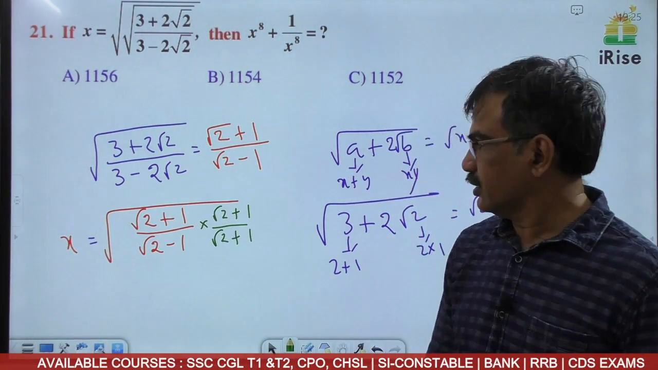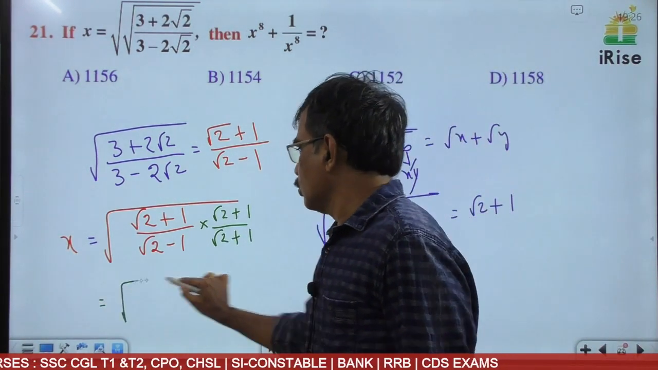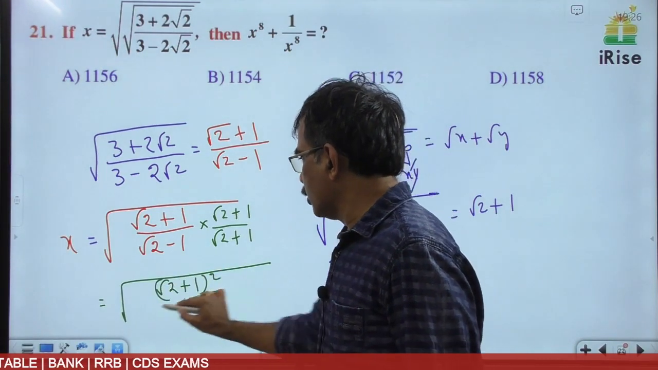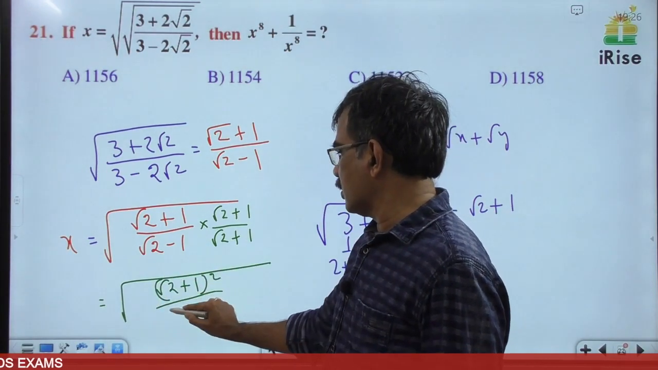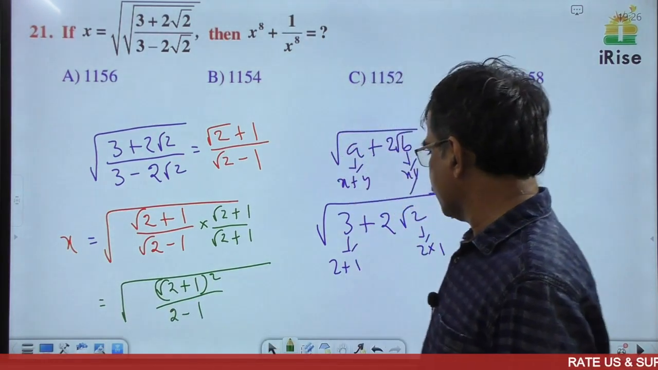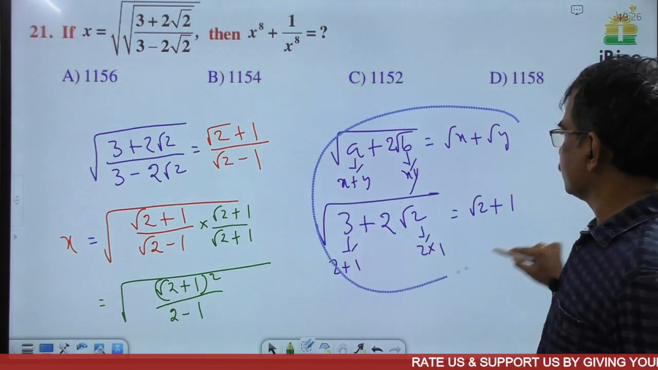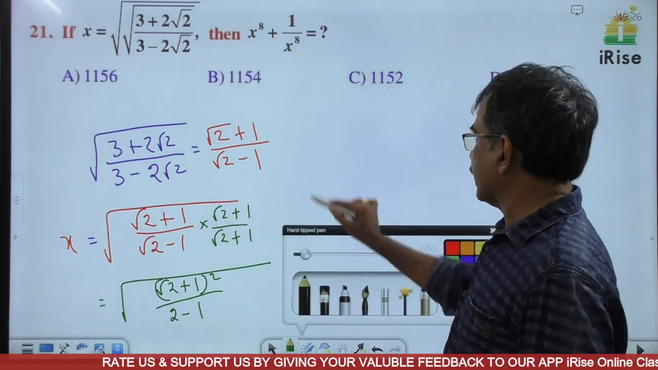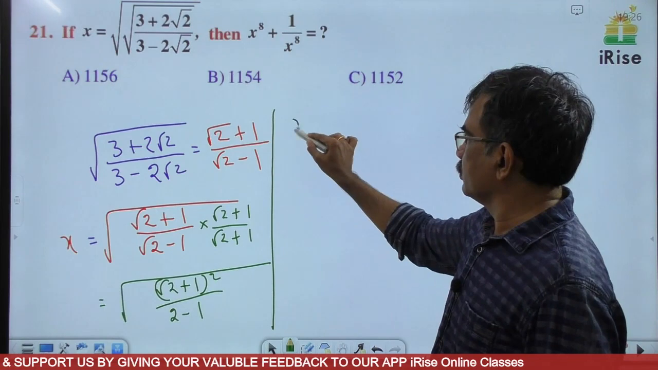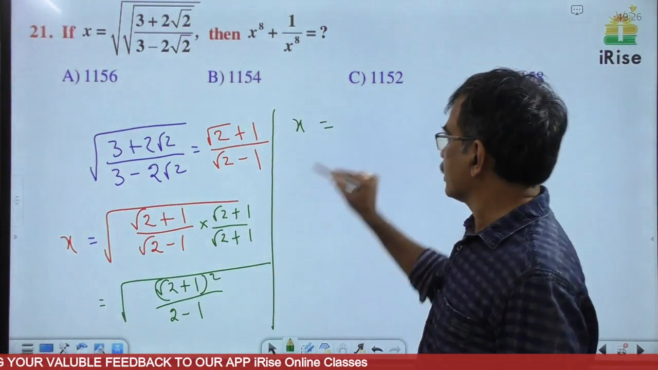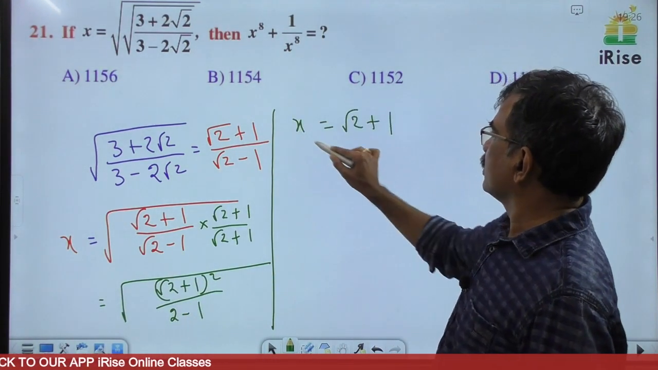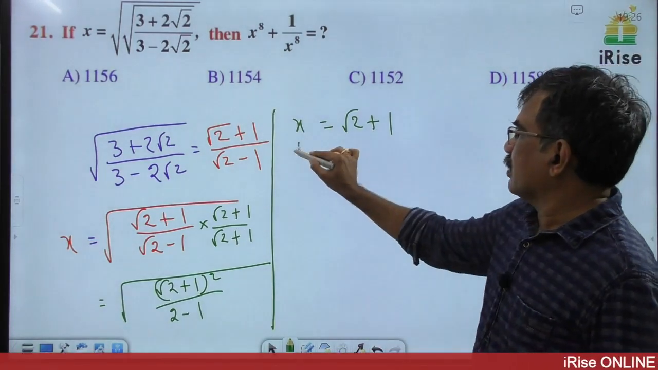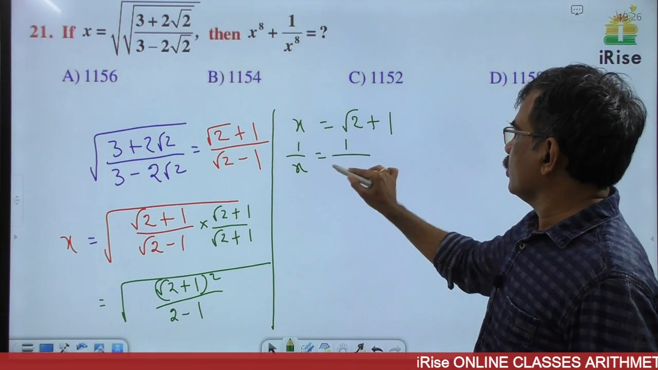What happens? This is equal to root of, numerator is root 2 plus 1 whole square, denominator is a minus b into a plus b, a square minus b square, which is equal to 2 minus 1. So therefore the x value is equal to, square root gets cancelled, root 2 plus 1. This is the value of x. Then what is 1 by x? 1 by root 2 plus 1.